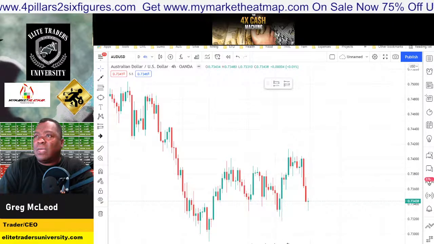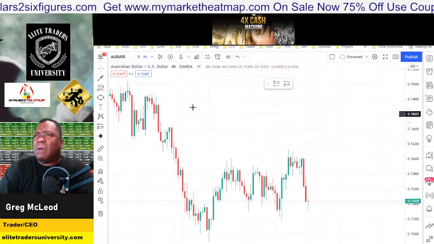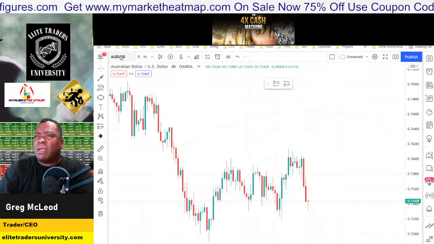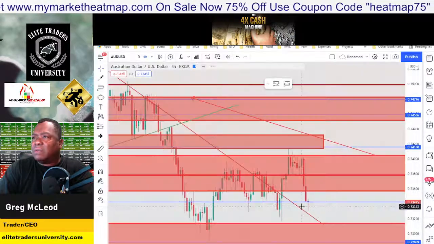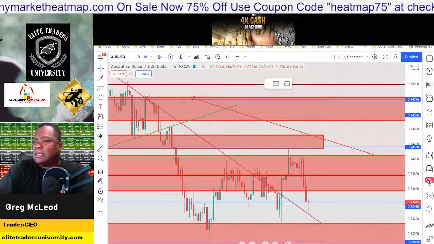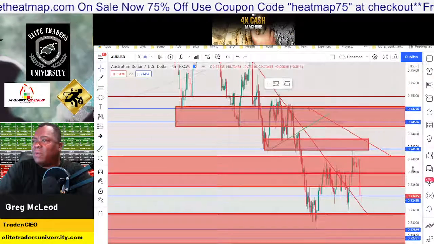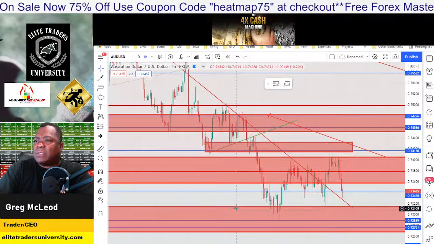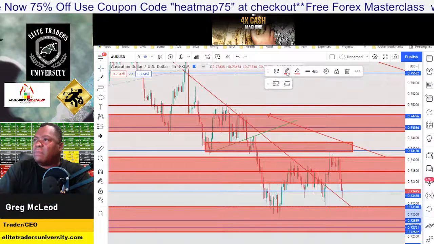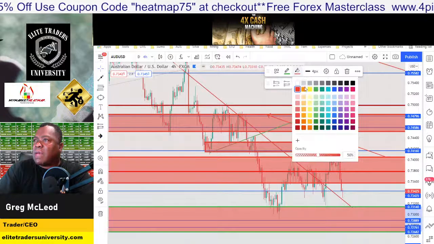Now, this is very interesting here. Oh, this is not what I'm looking for. You know why? Because I have my lines, and my lines are on this one. Yes. Oh, supply zones everywhere, right? Actually, this was a demand zone. That should be green. Okay.